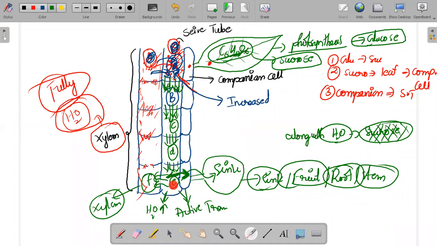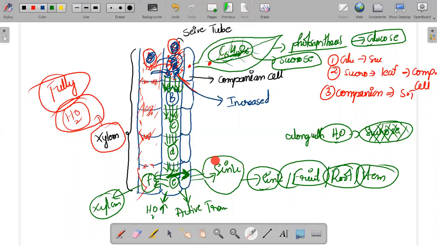When they reach the sink area, from the sieve tube it will enter into the companion cell. From the companion cell, that is again by way of active transport, which means you require energy again. This can be asked in an exam: whenever you are doing phloem transport, which transport is used from the sieve tube to the companion cells? The answer is active transport. Here you will be utilizing energy again. From the companion cell, it will enter into the sink. The sink can be either fruit, root, or stem.